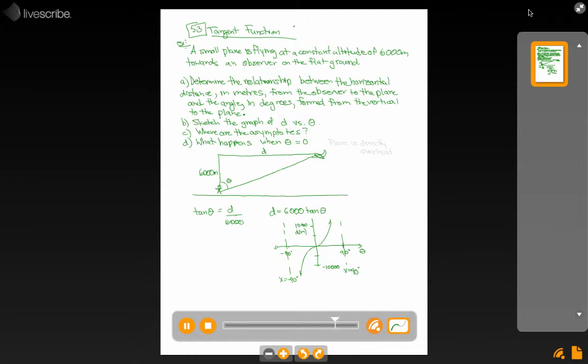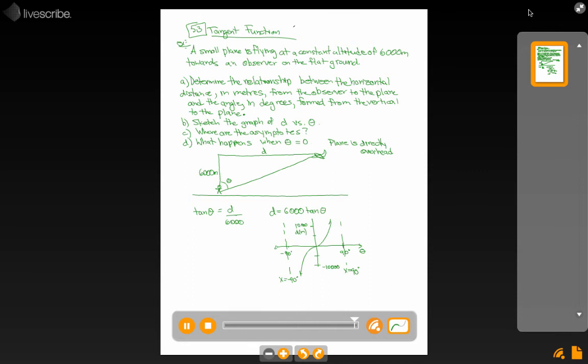Now when they ask us to explain what happens when the angle is equal to 0, it just means that this plane has flown directly overhead of the observer. So the plane is right above the observer at that instant when theta is 0 degrees. So it's exactly 6,000 meters away, but 0 meters horizontally. So the horizontal distance would be 0.